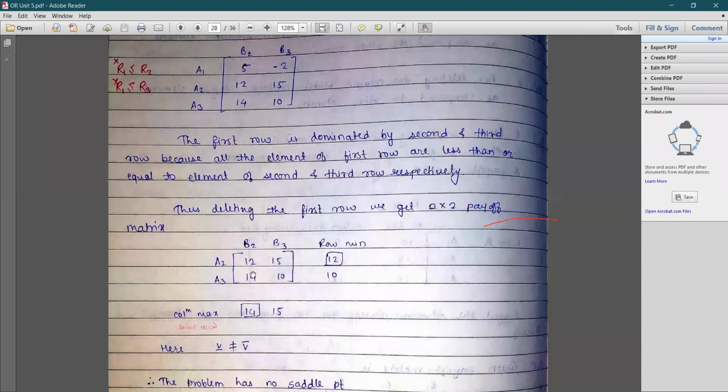Then the 2 by 2 payoff matrix is solved by using the mixed strategy method. First we find the maximin and minimax.